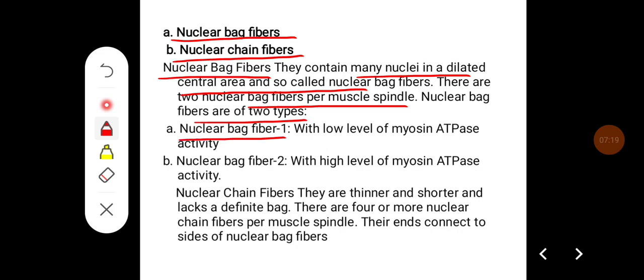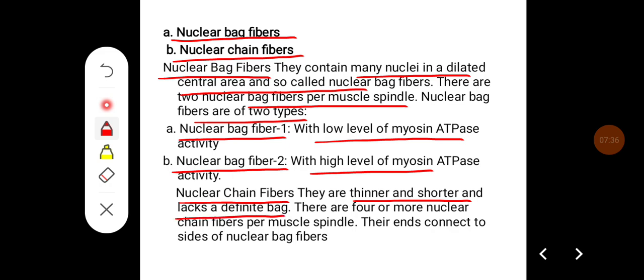Nuclear bag fiber 1 with low levels of myosin ATPase activity, and nuclear bag fiber 2 with a high level of myosin ATPase activity. Nuclear chain fibers are thinner and shorter and lack a definite bag. There are 4 or more nuclear chain fibers per muscle spindle, and their ends connect to the sides of nuclear bag fibers.